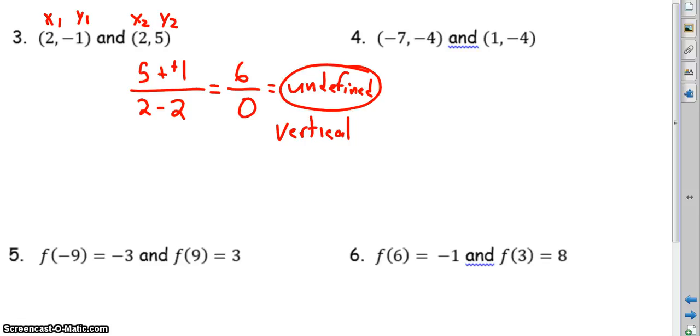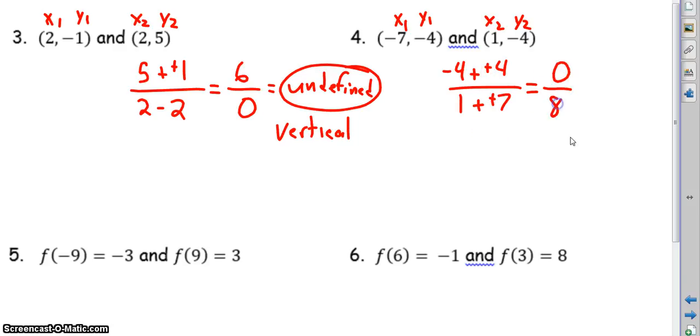In 4, we would mark up our points, x1, y1, x2, y2. We'd plug them into the formula, -4 minus -4 over 1 minus -7. This would give us 0 on top and 8 on the bottom, and 0 divided by 8 is 0. So because we have a slope of 0, we would have a horizontal line.